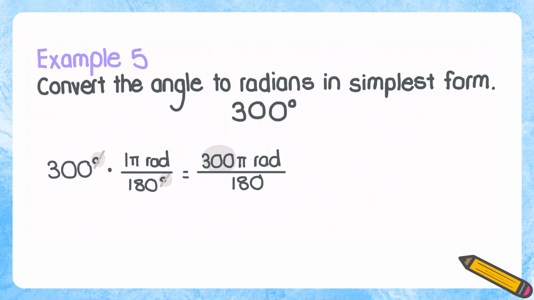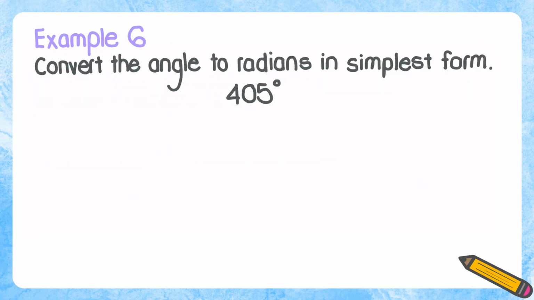What's the greatest common factor here between these two numbers? It's 60. So we're going to divide both the numerator and denominator by 60. This fraction will reduce to 5 pi over 180 divided by 60, which equals 3. So 5 pi over 3. Here's the last example for today. We're going to start off with 405 degrees and convert this into radians.